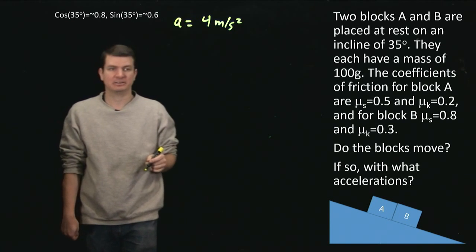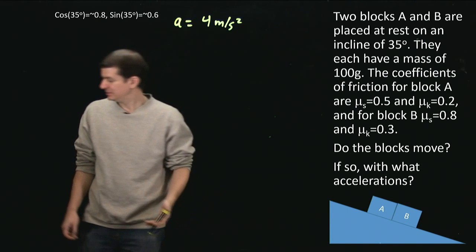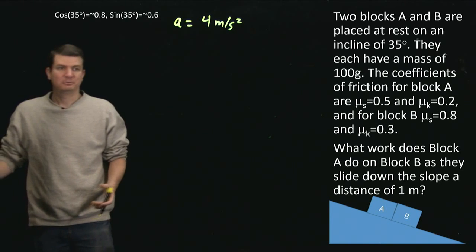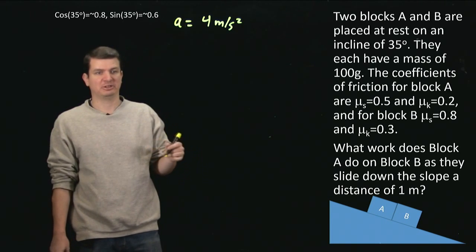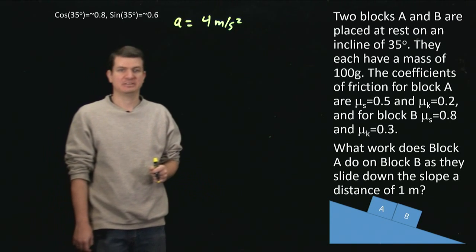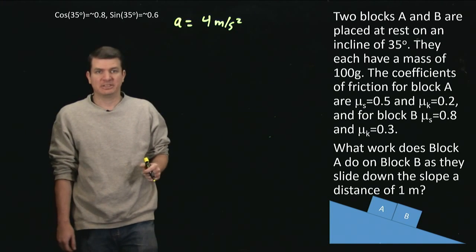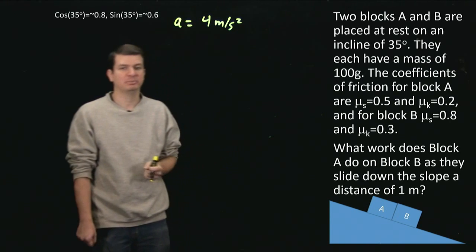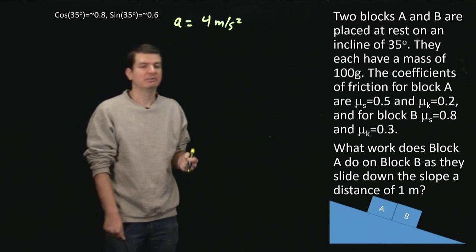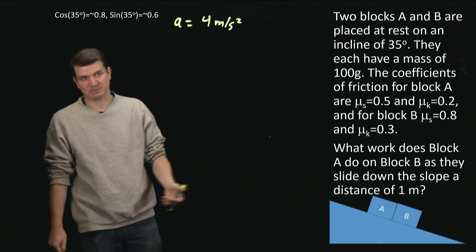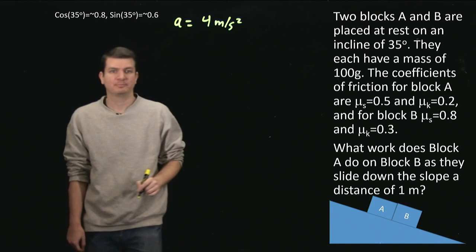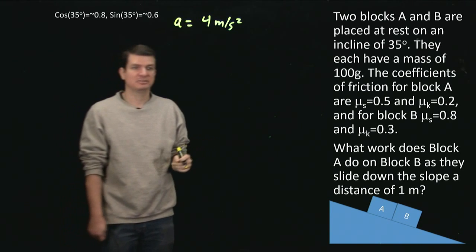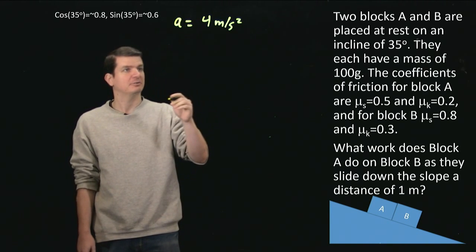So we would like to figure out, given that, how can we do some sort of work question? So let's take a look at what it is. What work does block A do on block B as they slide down the slope a distance of 1 meter? So we'll need a force times a distance, and the force should be the force by block A on block B. Well, we don't know that force, unfortunately, because we treated the system as one whole thing, but we can figure it out. We can look at just block B now, which is moving with this acceleration, and determine what happens to it. How does that arise?